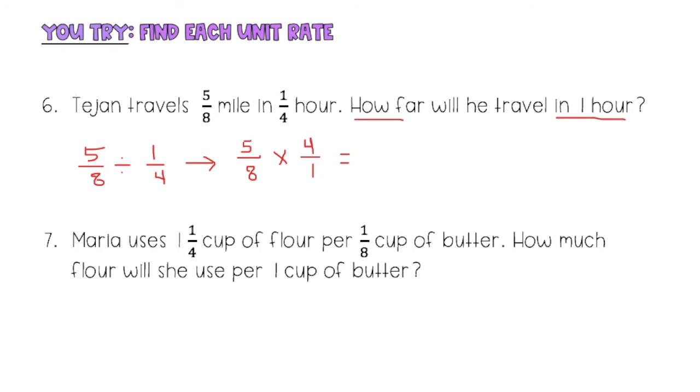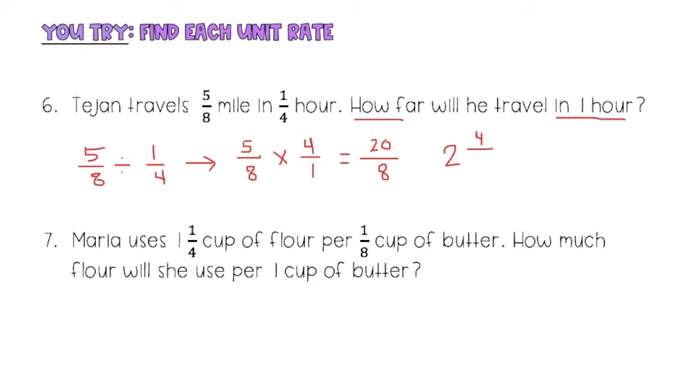I can multiply straight across. So 5 times 4 equals 20. And 8 times 1 is 8. And my answer is now an improper fraction, so I'm going to turn it into a mixed number. I can do this by figuring out 20 divided by 8, which is 2, with 4 left over.